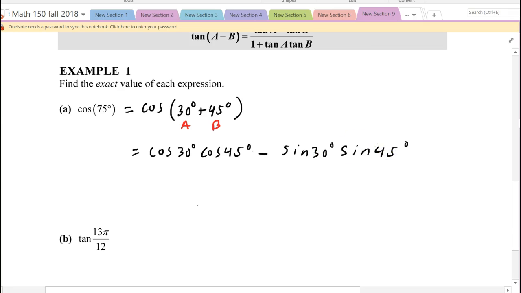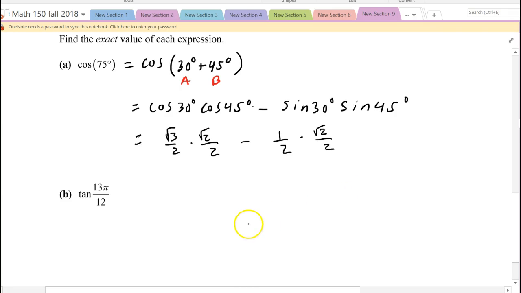And now we don't need a calculator because we can compute this by hand. The cosine of 30 is going to be root 3 over 2. The cosine of 45, root 2 over 2. Minus the sine of 30, 1/2, and then the sine of 45, root 2 over 2. So our final answer, and the denominators are 4, right? So the final answer we're going to say is root 6, because root 3 times root 2 will be root 6, minus 1 times root 2, all over 4. And that would be the exact value of the cosine of 75.